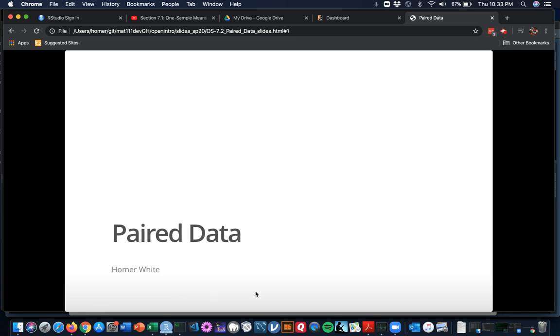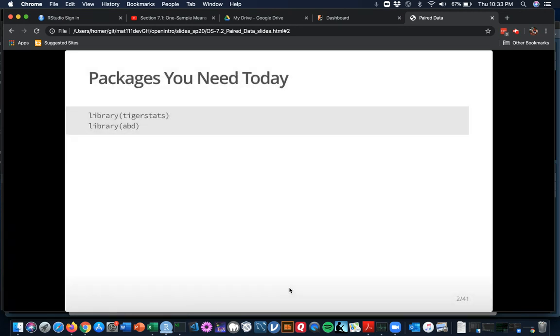Hello, everyone. We're back with the second in our series of screencasts on Chapter 7. We are working now with paired data. The packages you need today, in addition to the usual Tiger stats, you'll want the package ABD. So you'll want to run library ABD in RStudio.